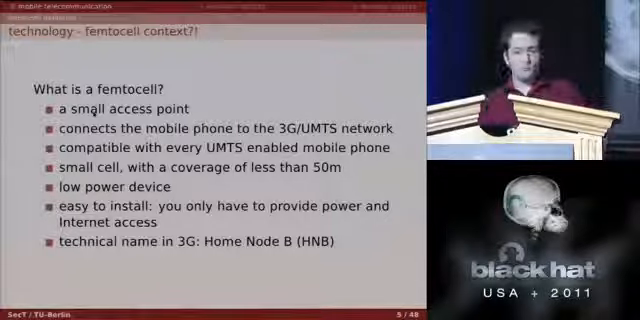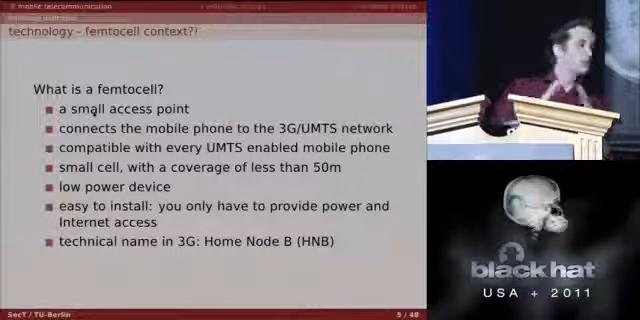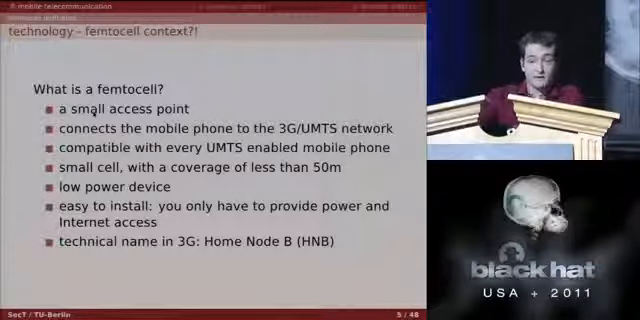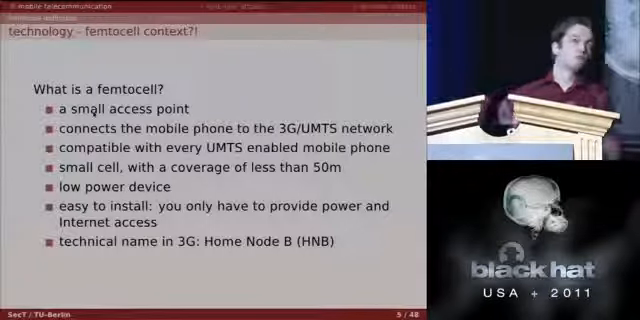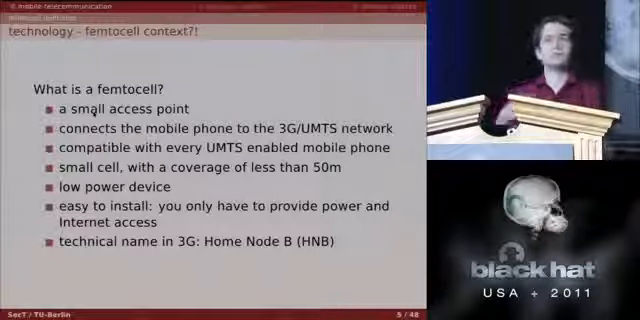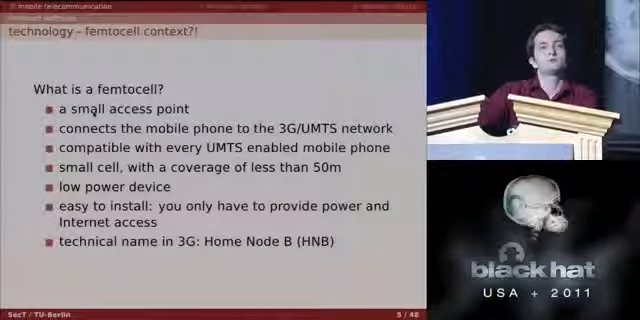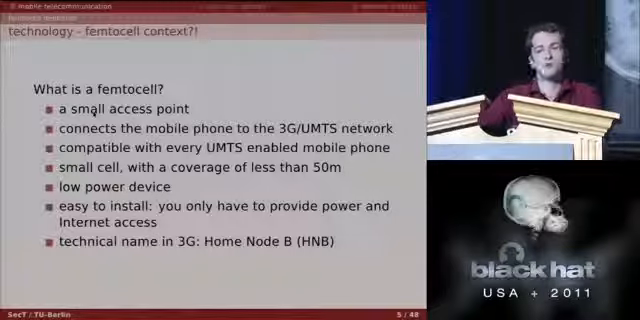Femtocells. What are femtocells? Femtocells are small access points. We've seen the big antennas on the roofs. Femtocells are the smaller version of it. They connect to the 3G network, to the operator network. It's UMTS capable, so every phone can connect to these small antennas. Normal phone, you don't need any Wi-Fi or so on. It's very small, so the coverage is not like the big antennas, 2 kilometers. It's only like 15 meters, 25 meters, it always depends.